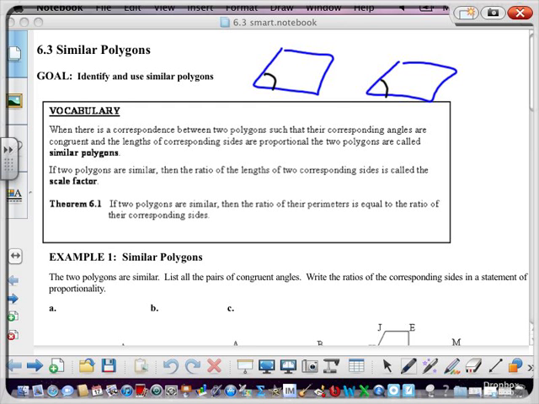Okay. Theorem 6.1: if two polygons are similar, then the ratio of the perimeters is equal to the ratio of the corresponding sides. So if they are similar, then their perimeter ratio is the same as their side ratio. What's a perimeter again? It's like walking around the outside, adding that all up. Yes. Okay, similar polygons we're going to do now.